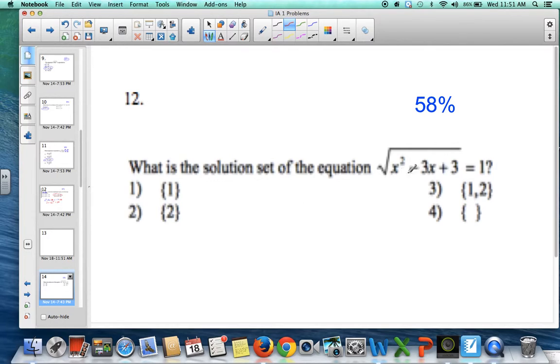Okay, number 12, we just plug numbers in and see what works. It turns out both of these work. 1 works and 2 works, so there's 2 solutions to that one. Sometimes there's only one, sometimes there's no solution, so we just have to check them all.